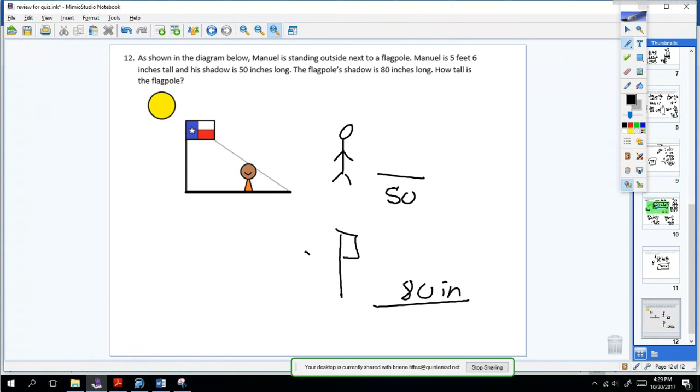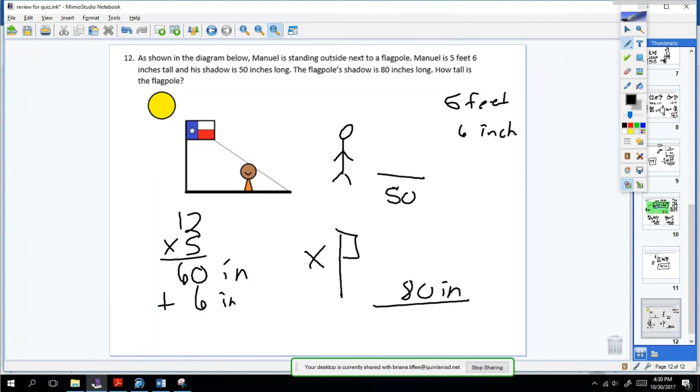Well, I don't know how tall the flagpole is. I do know that Manuel is 5 feet 6 inches. Well, those are 2 different units, so I need to convert them to 1 unit. So I'm going to convert 5 feet to inches. There's 1 foot for every 12 inches, so you're going to do 12 times 5, which is 60. So that's 60 inches, plus his other 6 inches comes to a total of 66 inches. So he's a total of 66 inches tall.